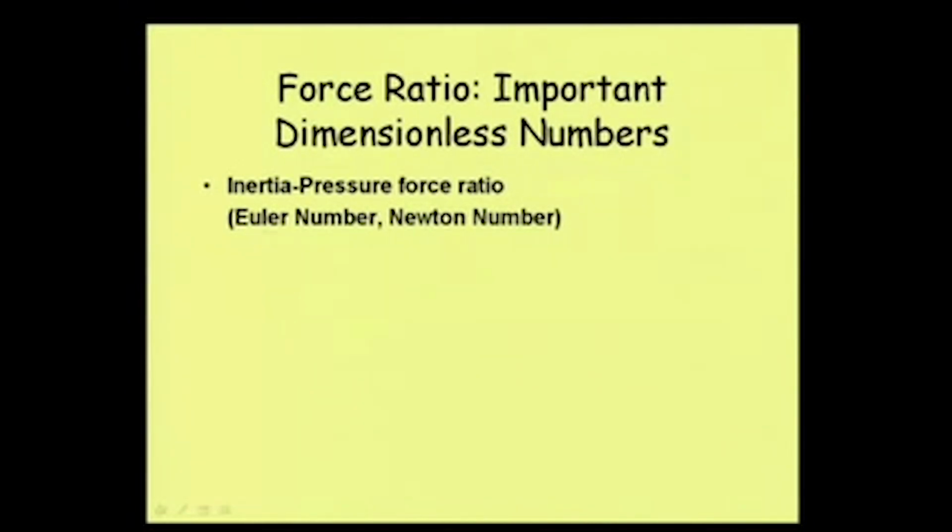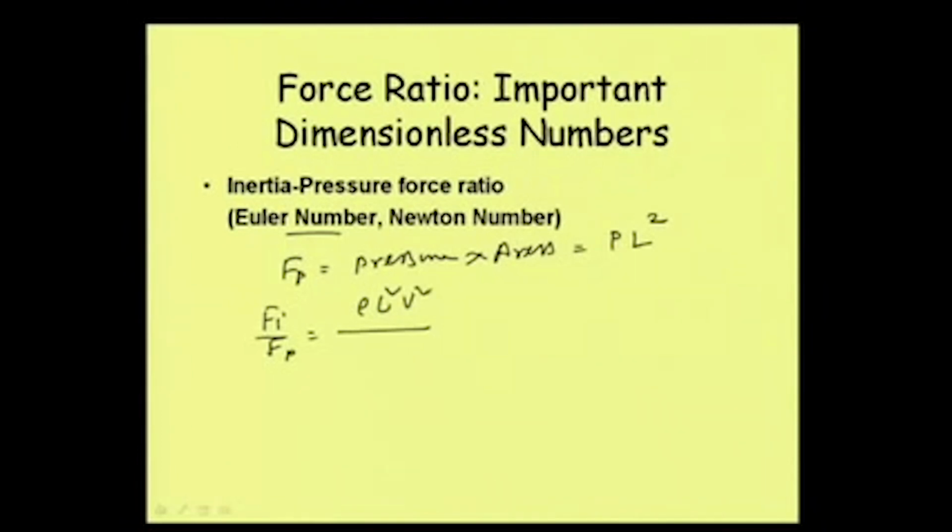Then some number, the Euler number, Newton's number, will be coming from inertia and pressure force. Well, what is pressure force? Say Fp, if we write, this is equal to pressure into area, it is very simple. So, pressure we will keep P, and area we can write L square. So, what will be Fi by Fp? That will be rho L square V square divided by pressure into L square, fine.